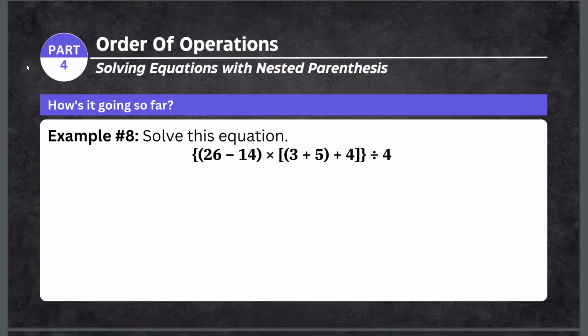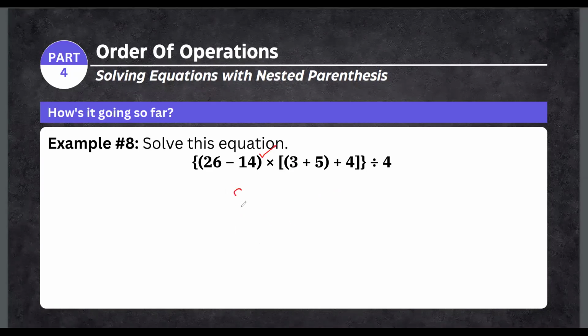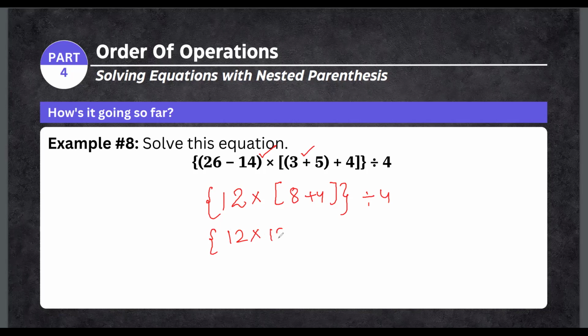Next we have this question. First of all, solve this. So 6 minus 4 is 2. 2 minus 1 is 1. We have a curly bracket outside. Then a square bracket, we have to solve this. 5 plus 3 is 8 plus 4. Now curly bracket, divide by 4. Curly bracket, 12 times. 8 plus 4 is 12. Curly bracket, divide by 4. 12 times 12 is 144. Divide by 4.